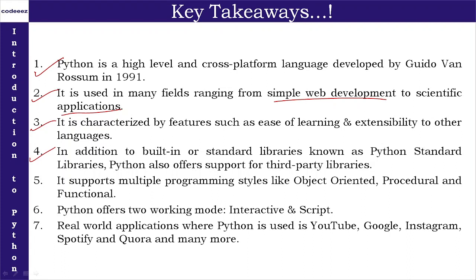In addition to built-in or standard libraries known as Python standard libraries, Python also offers support for third-party libraries. As we already know, the code written in C and C++ can also be used in Python, and Python can also write scripts for C and C++ programs, right? Now, fifth point, it supports multiple programming paradigms like OOPS and POP. Of course, both programming philosophies are followed by Python. We can work in Python following the concept of OOPS, and we can work following the concept of POP, both, right? Python offers two ways of working, interactive and script. We have just learned this one.